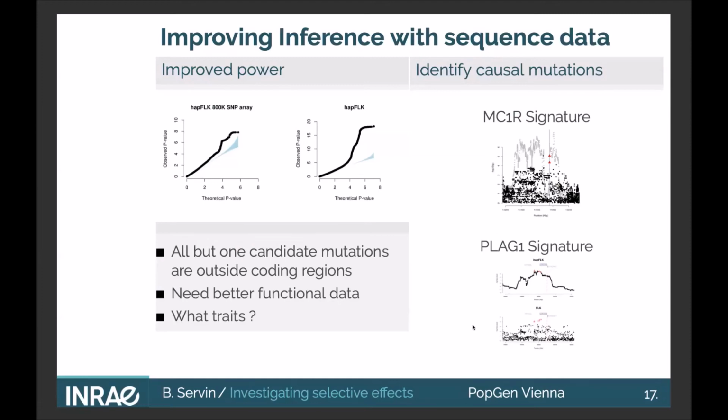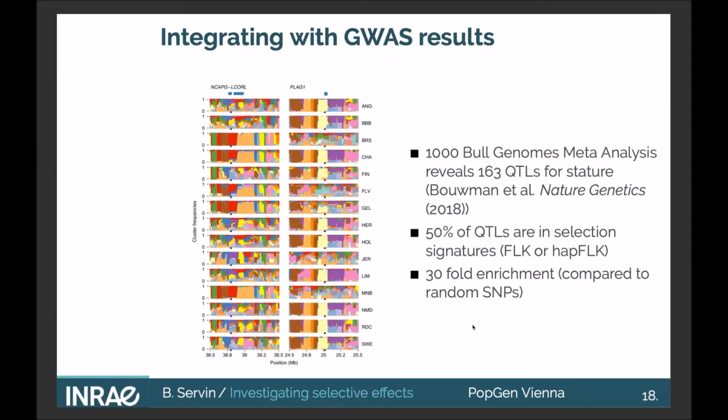So what we can do is compare what we find with QTL studies. That's one possibility, and that's what we did in another round of sequencing of cattle. In this paper, our colleagues did a meta-analysis and found 163 QTLs for stature in cattle, and we could show that 50% of them were actually in selection signatures. That was a large enrichment compared to if the overlap were just by chance. Here I'm showing you 2 of these selection signatures on 2 genes that I already talked about. The LCORL gene, which I talked to you about in sheep, is also a QTL for stature in cattle, and it's a very strong selection signature in cattle, and PLAG1 that I just talked about.